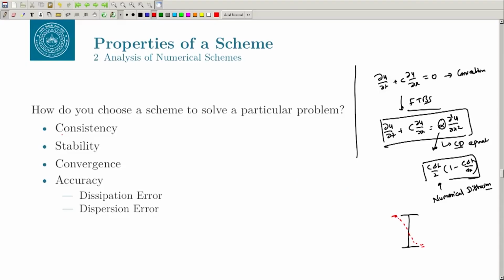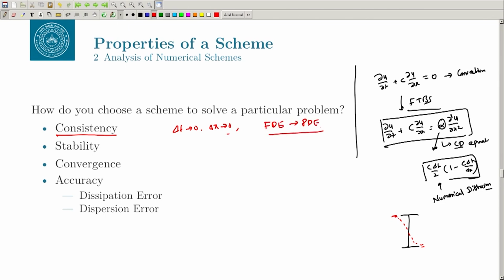One property that we have already discussed is the consistency of the scheme. What is consistency? As your delta t goes to 0, your time step goes to 0 and delta x goes to 0, your finite difference equation becomes your PDE.